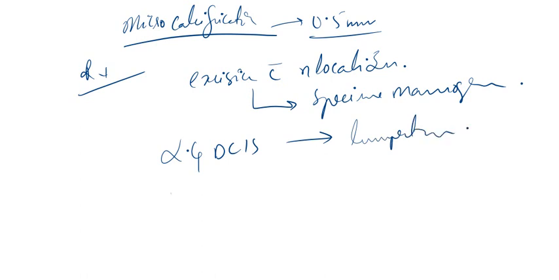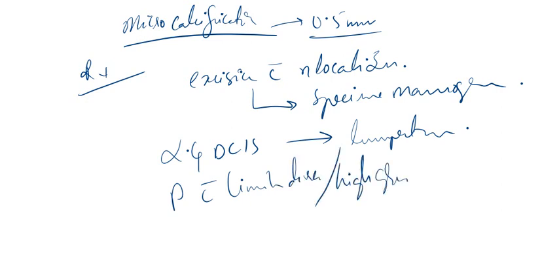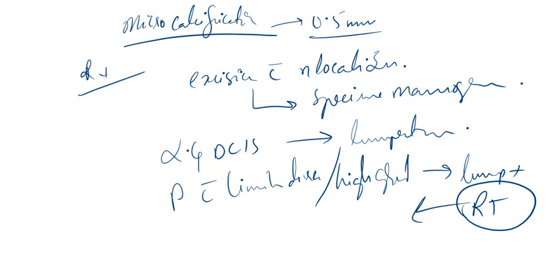For example, if it's a DCIS with limited disease, or it is a high grade DCIS, you do lumpectomy plus radiotherapy. Why should you do radiotherapy? Because to avoid recurrence. So if it's high grade, you do lumpectomy plus radiotherapy. Okay, understand?